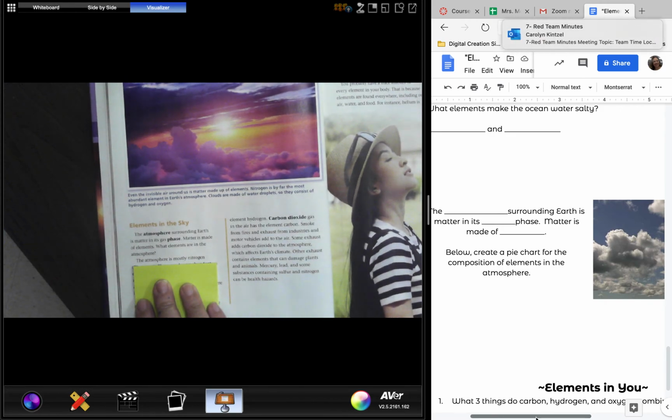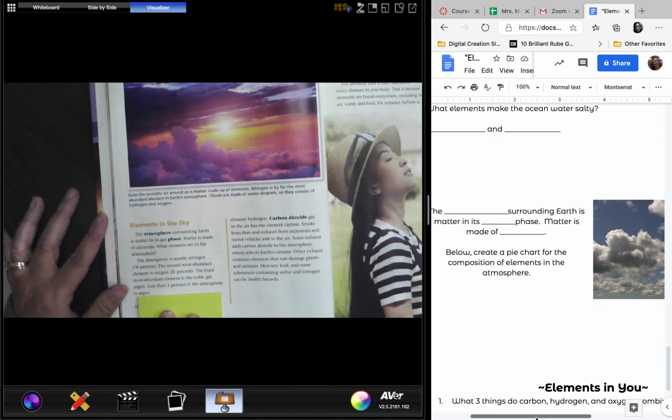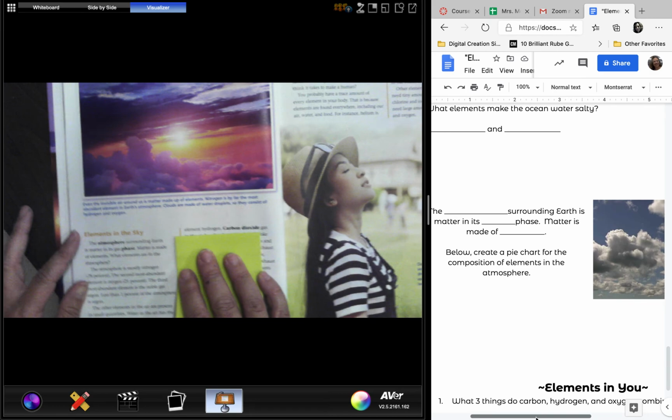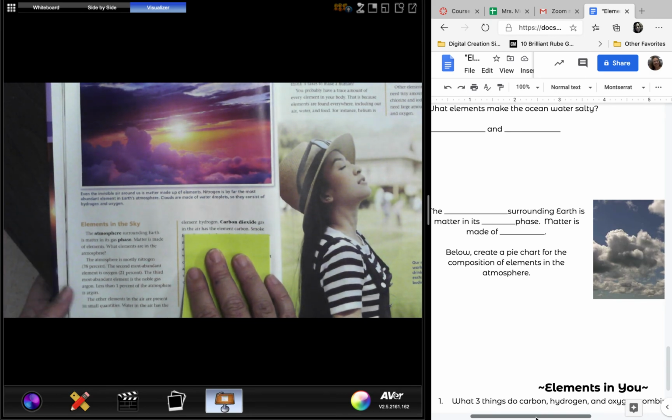The atmosphere is mostly nitrogen, 78%. The second most abundant element is oxygen, 21%. The third most abundant element is the noble gas argon. Less than 1% of the atmosphere is argon. The other elements in the air are present in small quantities. Water in the air has the element hydrogen. Carbon dioxide gas in the air has the element carbon.